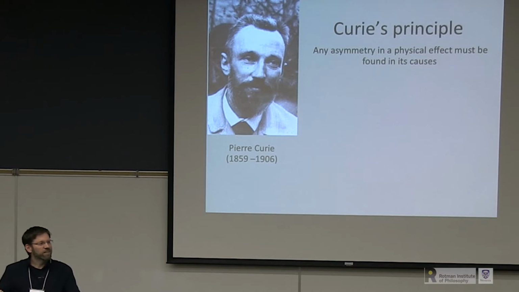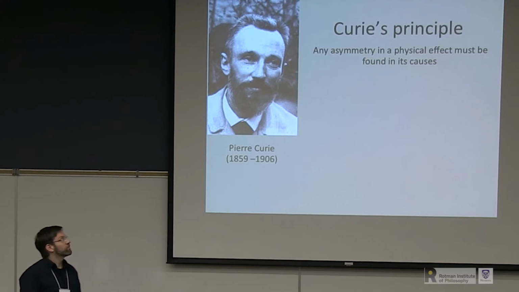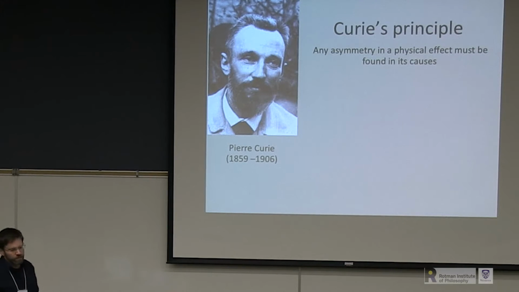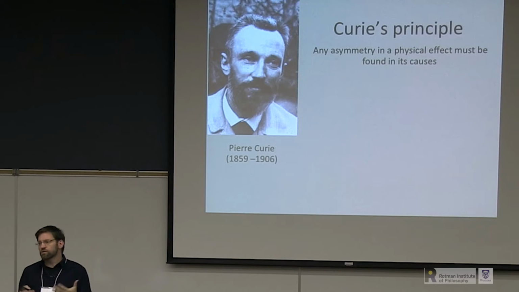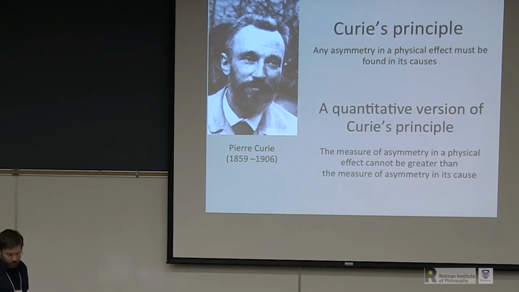That if your solution breaks the symmetry, then there has to be some explanation for it in the statement of the problem. So this is an intuitive principle that physicists use all the time. And I would say another principle which is equally well motivated would be a quantitative version of Curie's principle, which is just that if you can measure asymmetry, then the measure of asymmetry in some physical effect cannot be greater than the measure of asymmetry in its cause.